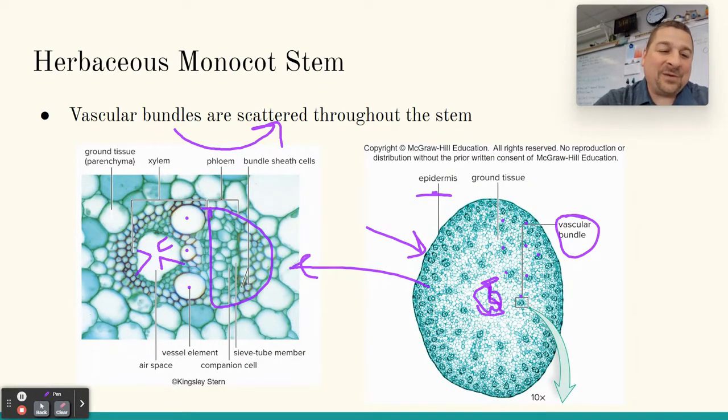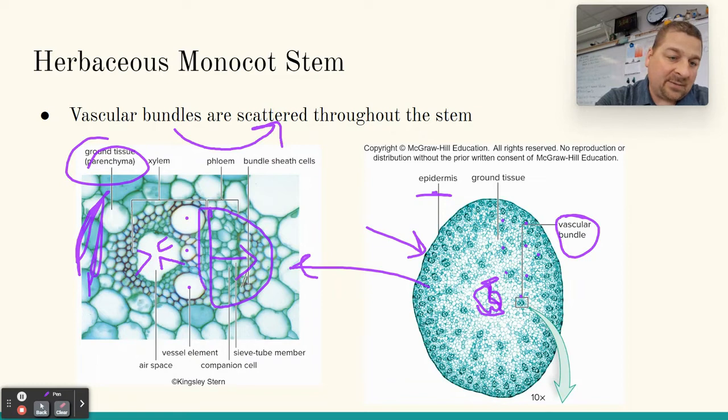Again, we have a similar type of structure. We have the ground tissue all around it. And then we have it producing phloem to the outside, the vascular cambium right in the middle between the two, and then xylem towards the inside and phloem towards the outside. But again, the main difference is that they're scattered throughout the stem versus just being a ring around the outside of the stem.